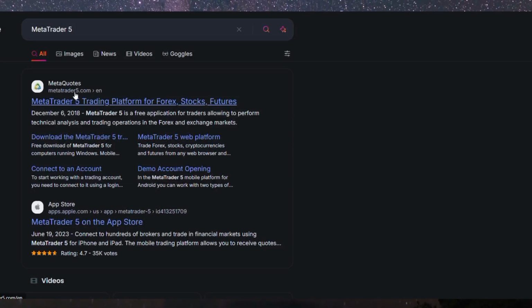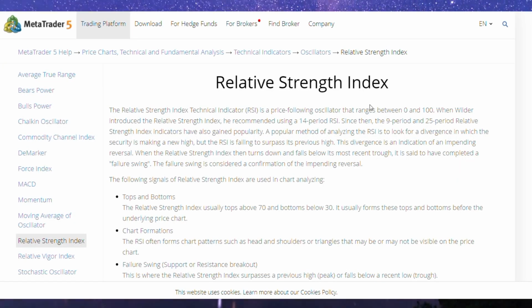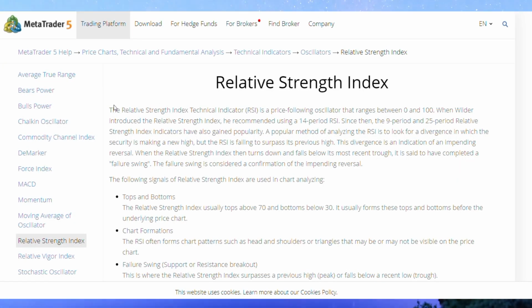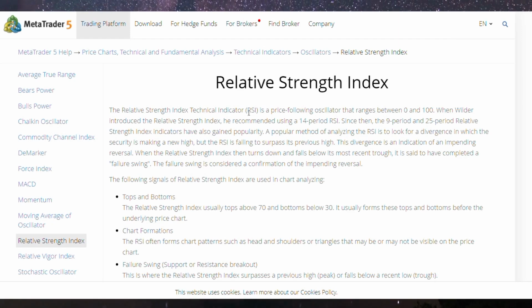How to put RSI on your MetaTrader account here on your PC without having any problem or any issue. So I will take a reference from a website here: the Relative Strength Index is a technical indicator, a price-following oscillator that ranges between 0 and 100 when Wilder introduced the Relative Strength Index.